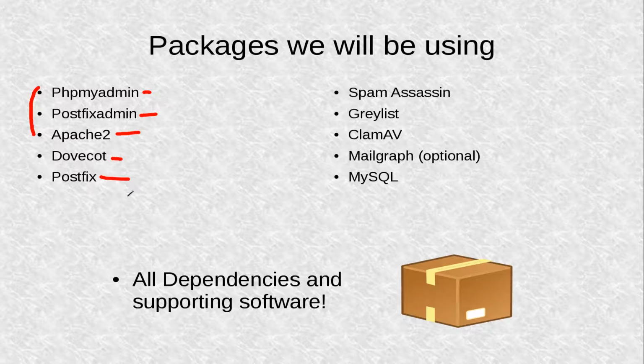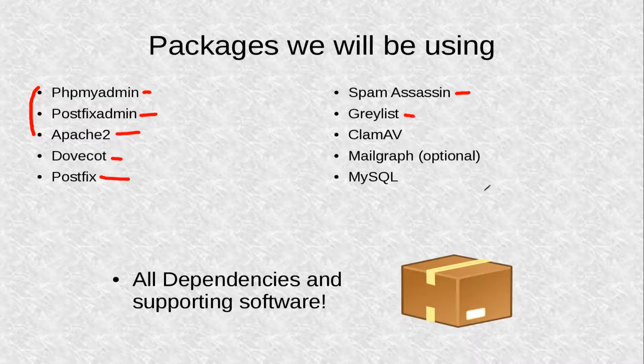Postfix is your MTA, or mail transfer agent. It will be responsible for communicating your email to outside and even internal systems. It's generally referred to as the Port 25 or SMTP protocol, is what it will be mainly doing. SpamAssassin will be the first of your spam filter systems. It basically is a spam scanner.